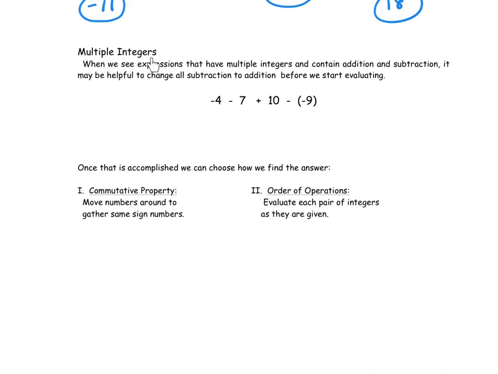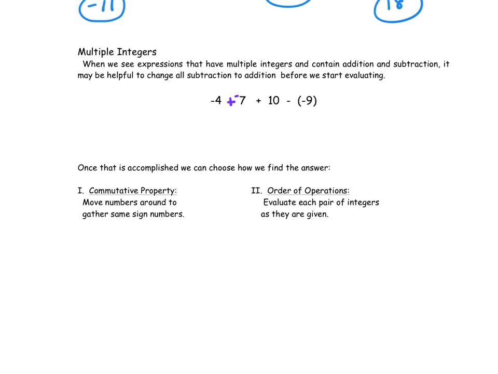So multiple integers. When we see expressions that have multiple integers and contain addition and subtraction, it may be helpful to change all of the subtraction to addition before we start evaluating. And I'm going to strongly encourage you to do that, because then we're going to have two different ways that we can work with this problem. So this is a situation that I prefer add a line, change the sign, and I'll tell you why in a minute. Right now, every minus sign, I'm just going to go and I'm going to add a line to it.